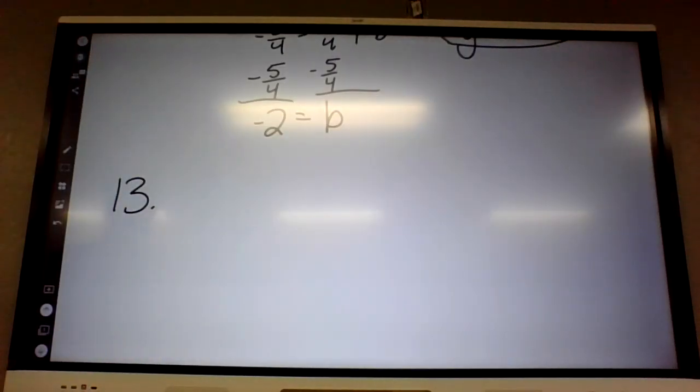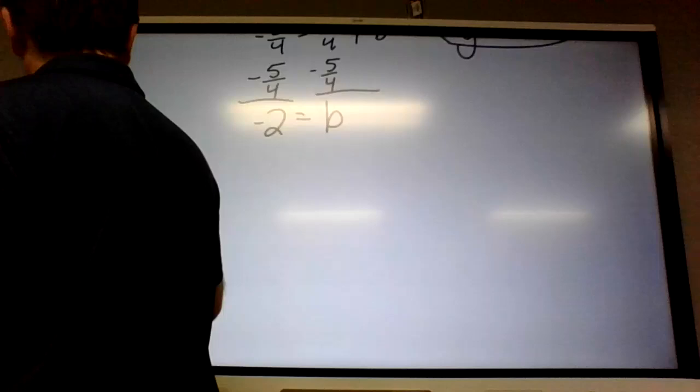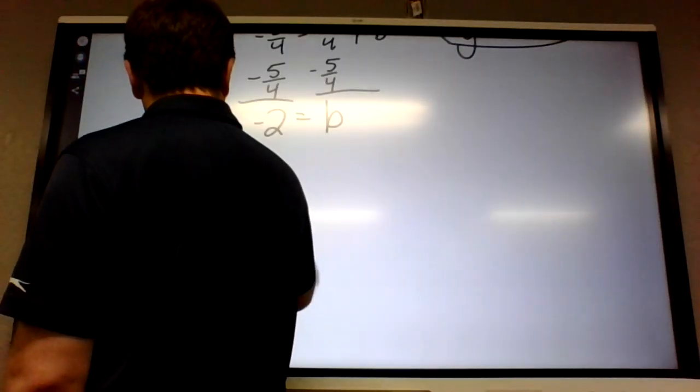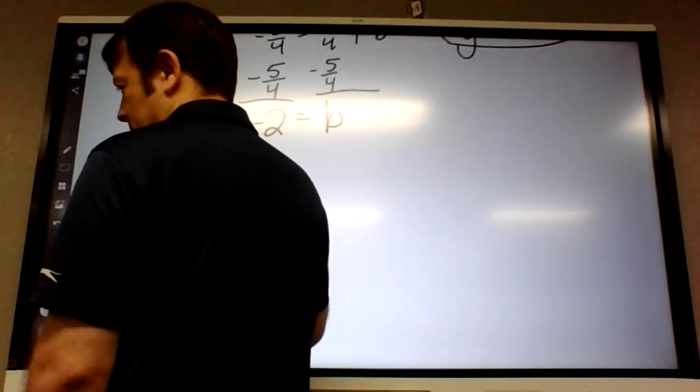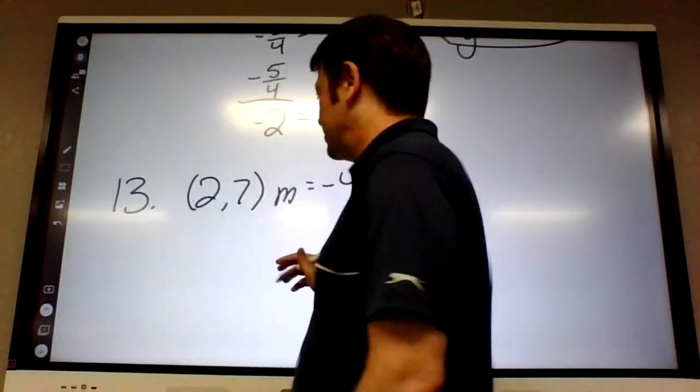Yeah. 13. Okay, this one says use the method of your choice. Well, we've only been using one method, so that will be the method of our choice. M equals negative 4. All right, Willie.